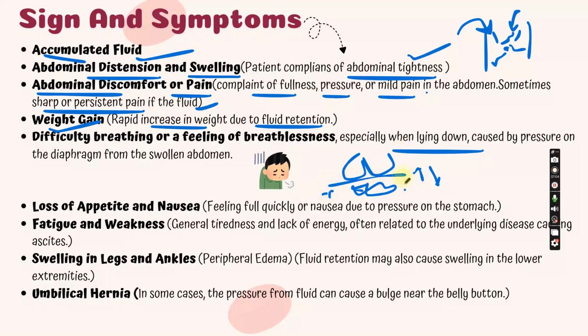So the patient will complain that he or she is feeling quite a difficulty in breathing, and the diaphragm will be going upwards, and the lungs will not be able to expand as they were used to before during normal breathing, and the patient will eventually say that he or she experiences breathlessness. So it's just like a cycle going on. It's caused by pressure on the diaphragm from the swollen abdomen.